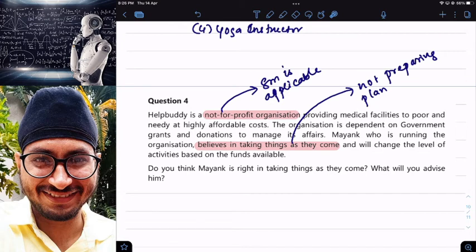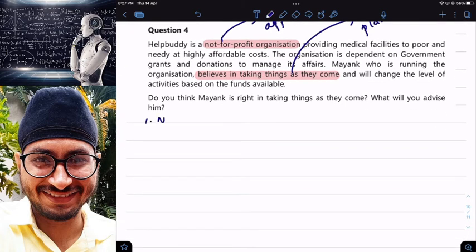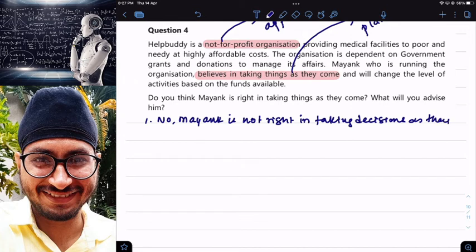Should Mayank take all the decisions as and when the situation happens, or should that fellow prepare a plan? So according to us, Mayank is not right in taking the things as they come. Now tell, according to you, what will you suggest? Will you suggest this fellow to prepare a plan? Yes. So can we write something like this? No, Mayank is not right in taking decisions as they come.